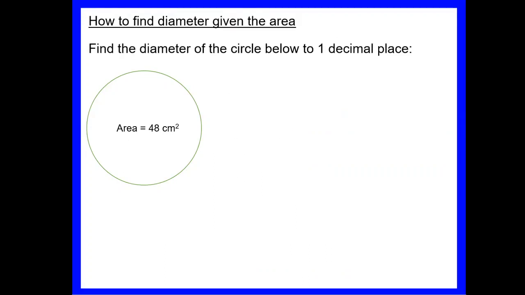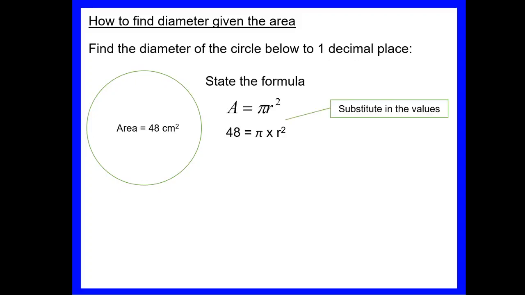Okay, so this time then we're still given the area, but we're asked for the diameter. So we're going to work our way through again. So again, we start with our formula. We know this time the area is 48, so we substitute in our values. Again, we want to get r to start with. We need to find the radius first. Once we find the radius, then we can find the diameter. So we're going to divide both sides by pi. That gives me 48 divided by pi is equal to r squared.